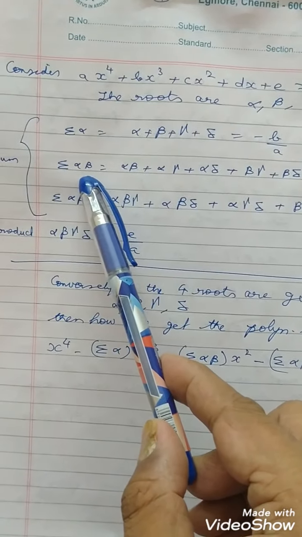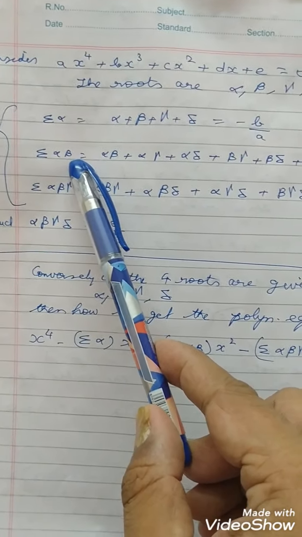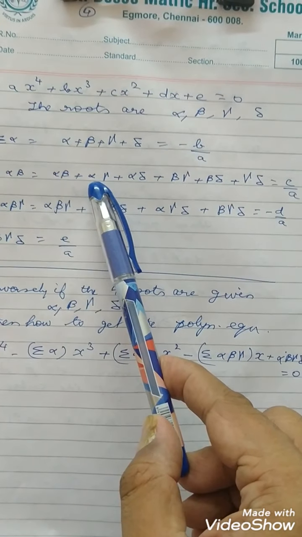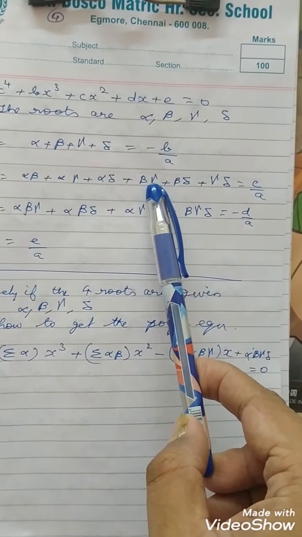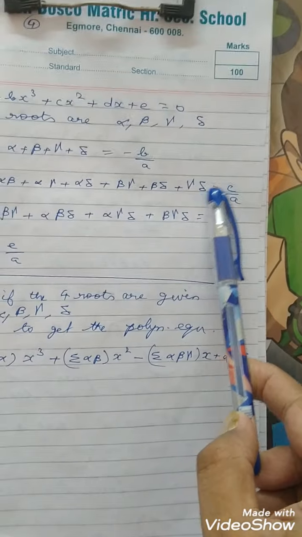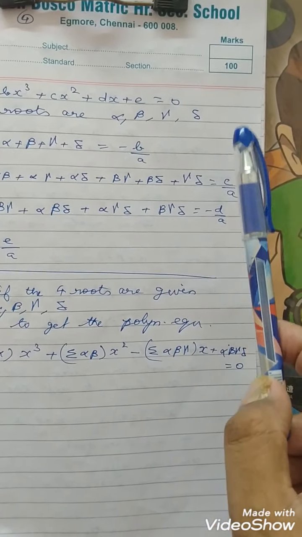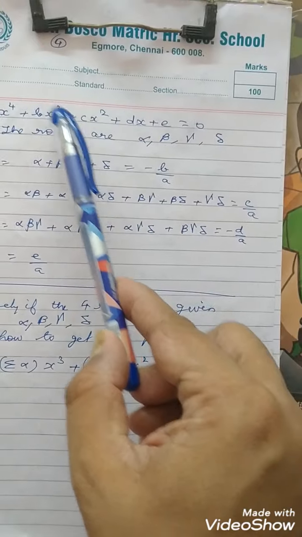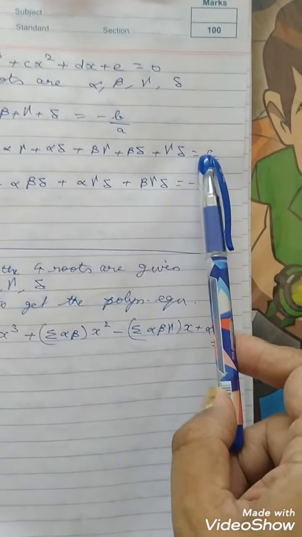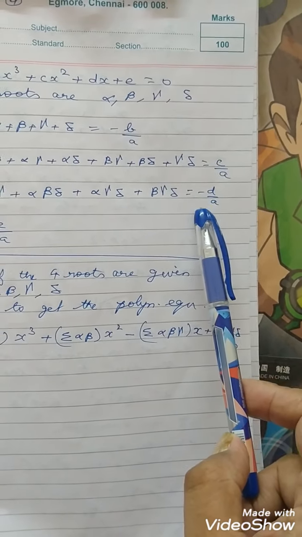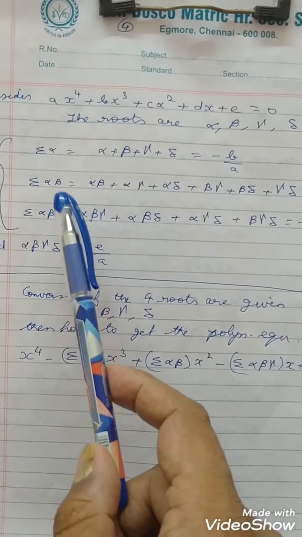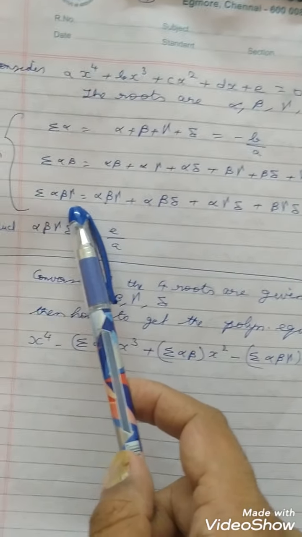So the summation of the product of the roots in pairs, alpha beta, alpha gamma, alpha delta, beta gamma, beta delta, and finally gamma delta, is equal to the coefficient of x squared divided by the coefficient of x power 4. Remember, here it's minus and here it is going to be plus. So the next one has to be minus. Now, the next one is going to be the summation of the product of roots in threes.